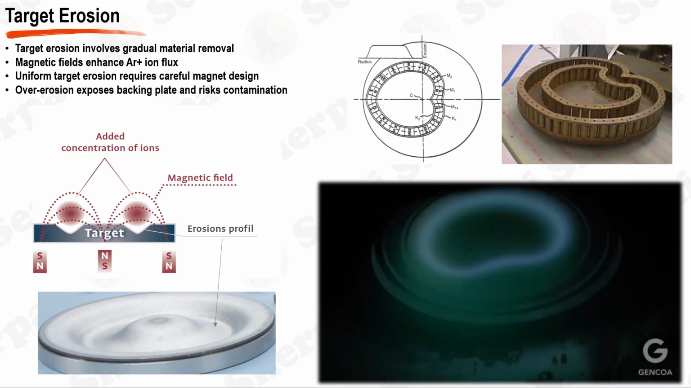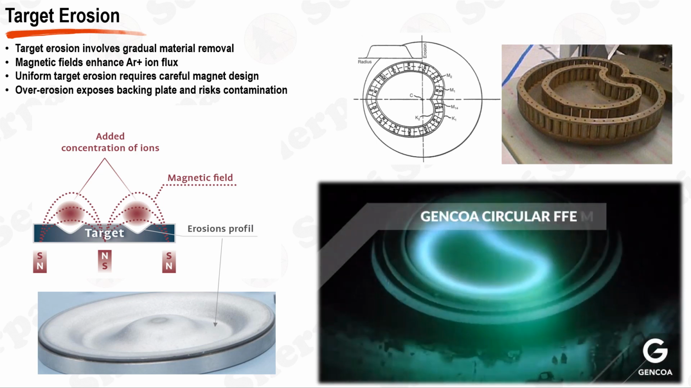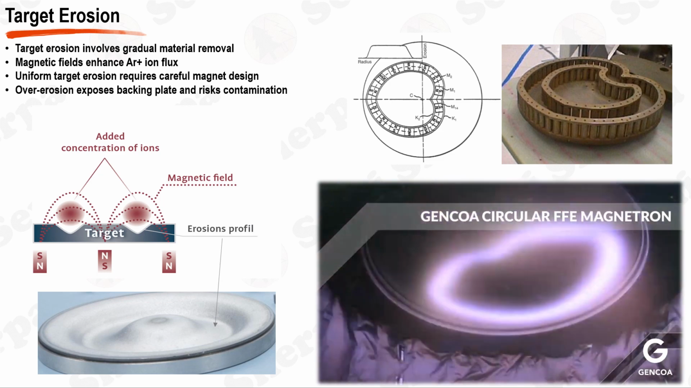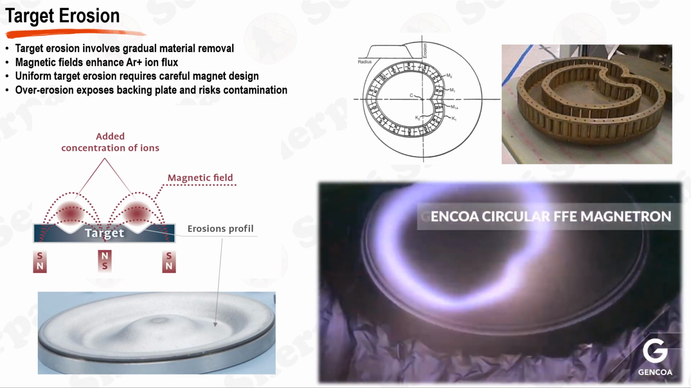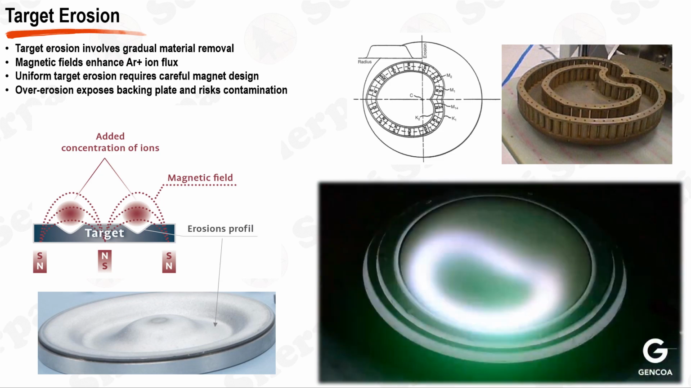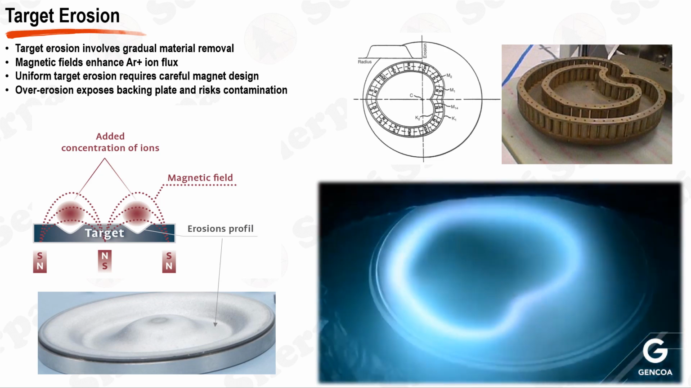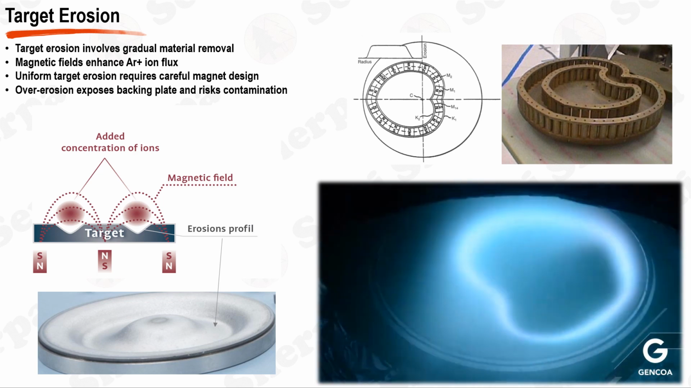However, care must be taken to avoid over-erosion. Overuse of the target can lead to the exposure of the copper backing plate, which can result in contamination and the generation of unwanted particles. Hence, it is crucial to monitor target erosion to ensure that it is maintained at an optimal level, allowing for efficient sputtering while avoiding undesirable side effects such as contamination.